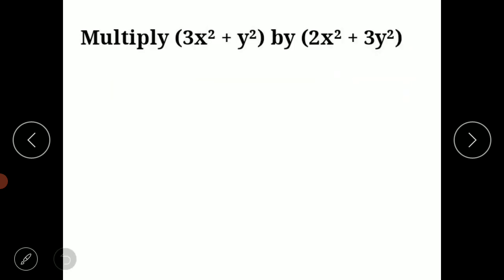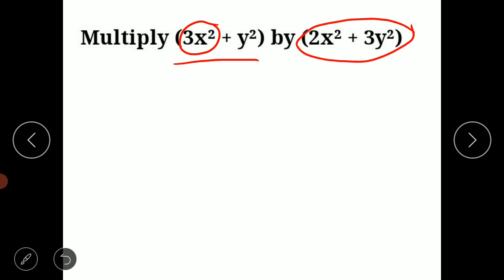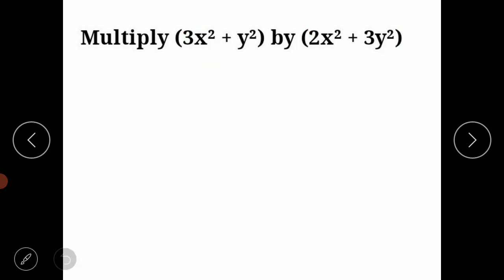So one more question, let's see. Multiplying a binomial by a binomial. So here you can see two terms. First we will take the first term of the first expression. It is to be multiplied by the second expression. So here plus, so no need to worry about the sign. So I am taking this 3x square, and I am going to multiply it with these two terms by distributivity.